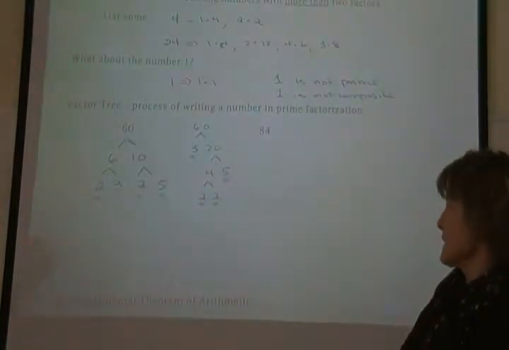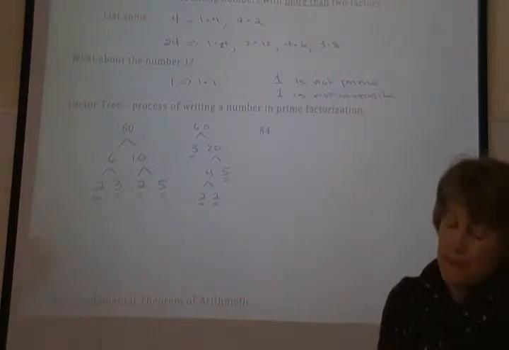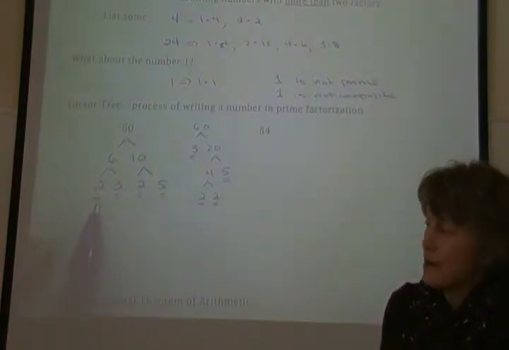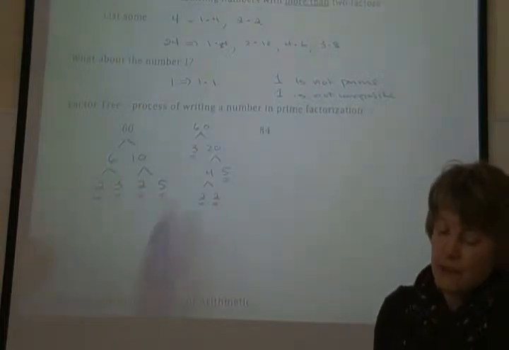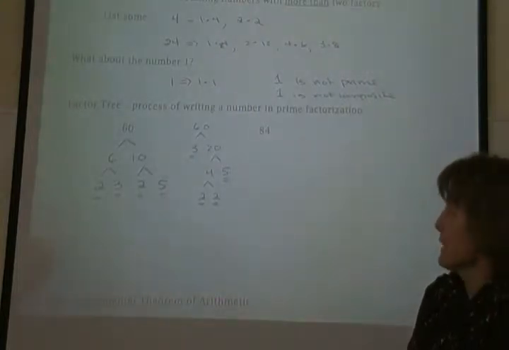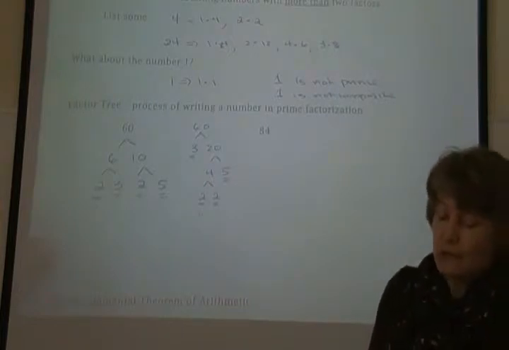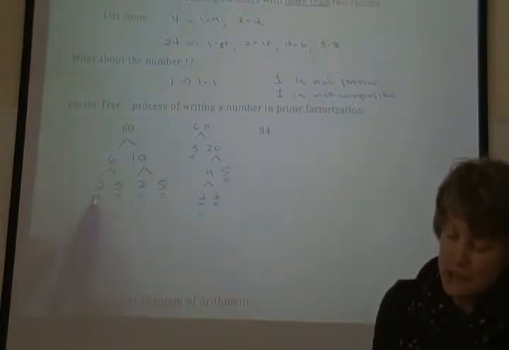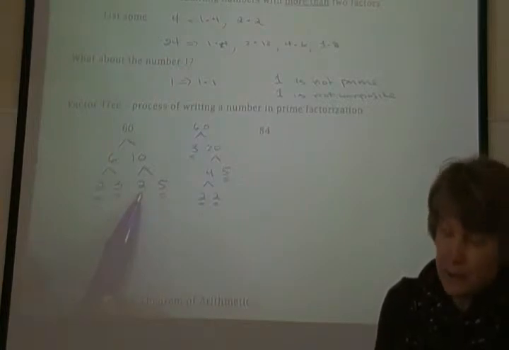So whichever way I decided to do my tree, the numbers that I underlined are my prime factors. 2, 3, 2, 5. 3, 2, 2, 5. They're the same numbers. It doesn't matter what order they're in. They are the prime factorization. But the way you're going to write it is you're going to take each of those prime factors and tell me how many times they happen.